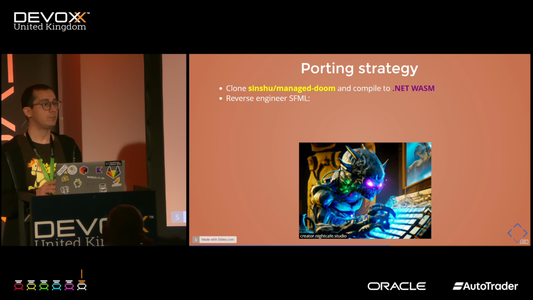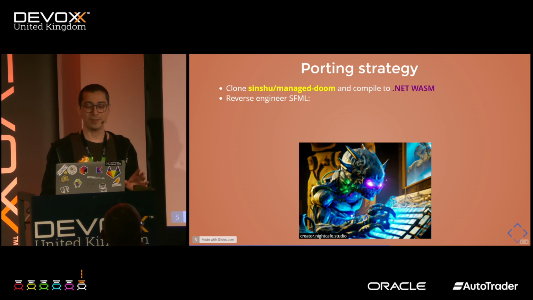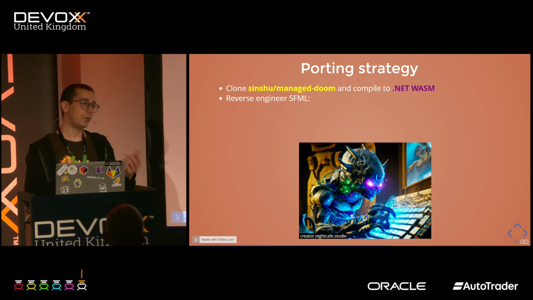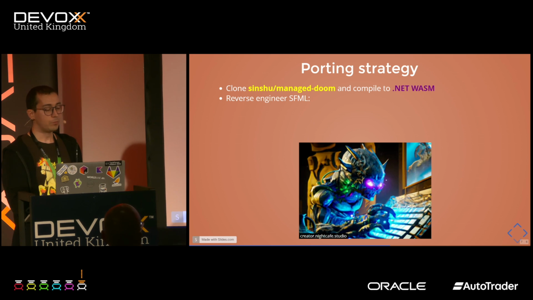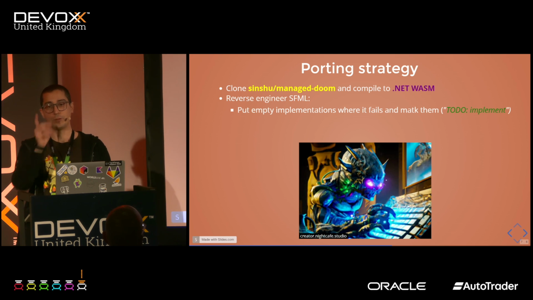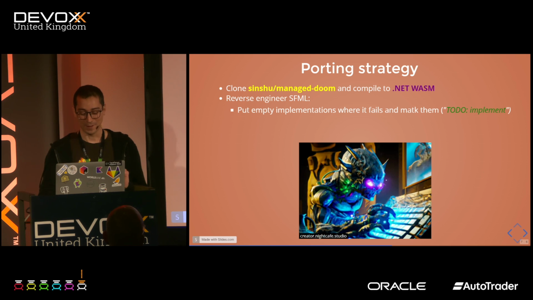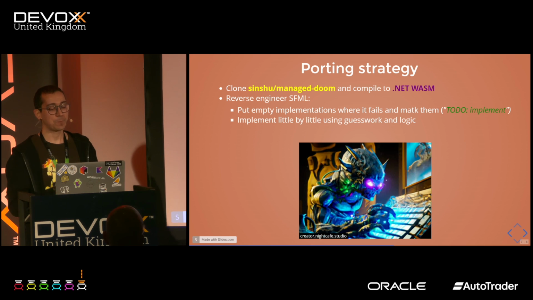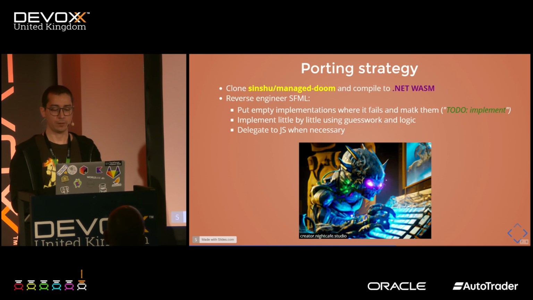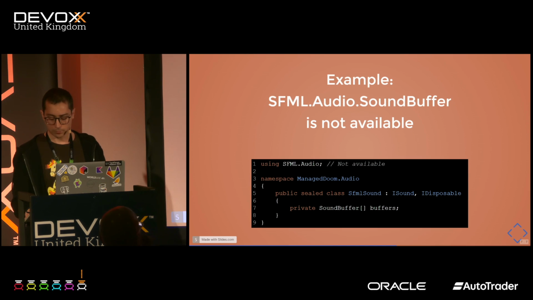So my porting strategy was not really sophisticated. Clone the repository, and instead of running using the standard .NET tooling, I used the .NET WASM tooling. But of course, there are a lot of errors because there are many libraries that are not available. There are things that don't work. So what I did was to reverse engineer SFML. So put empty implementations where it doesn't work with to-do implement. We love to do that. I don't know if you know. And implement little by little using guesswork and logic. That's what reverse engineering is about. And of course, delegate to JavaScript when necessary. So let me show you an example.